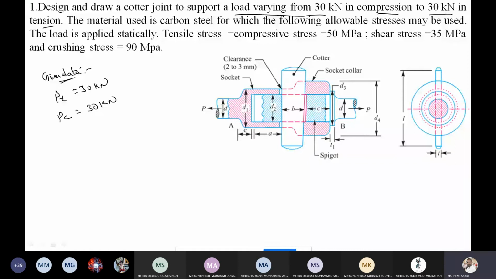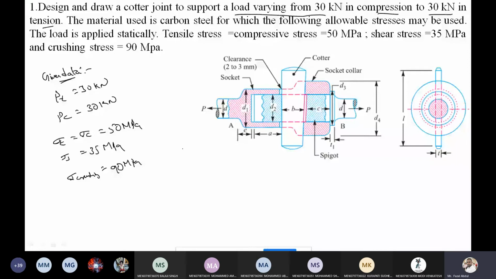The material used here is carbon steel, for which allowable stresses may be used: tensile stress and compressive stress given as 50 megapascal, shear stress given as 35 megapascal, and crushing stress 90 megapascal. Now, whatever procedure we practiced from the beginning to last, that entire procedure you have to write again here.